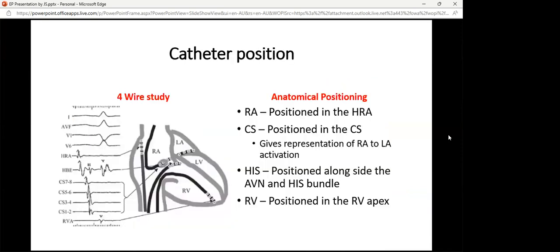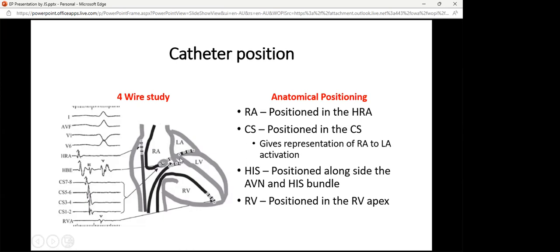The next thing we do is put in our catheters. Now, a standard EP study, a textbook study anyway, would be a 4-wire study. It can be done with 3 wires, and there are certainly some operators that do it with a 2-wire study as well. But for tonight's instance, we use the 4-wire study. The first catheter we put in is a right atrial catheter. It's a quadrupolar catheter that sits in the high right atrium, and we use this purely to pace the right atrium. The second one is the CS catheter.